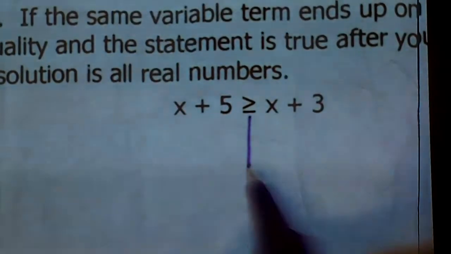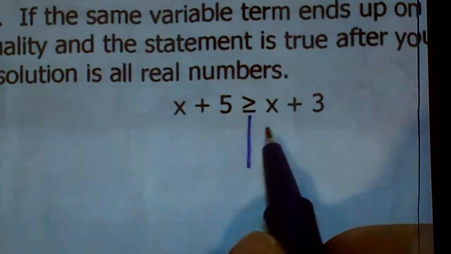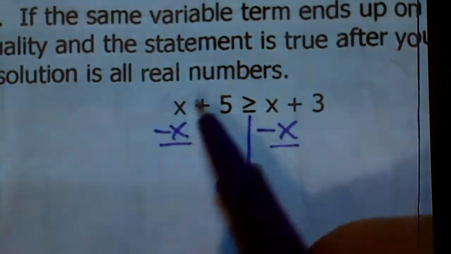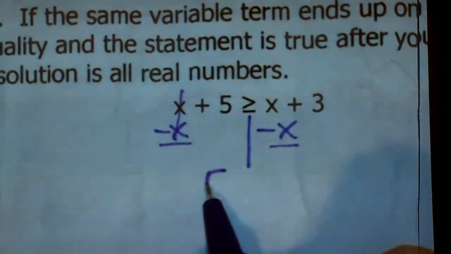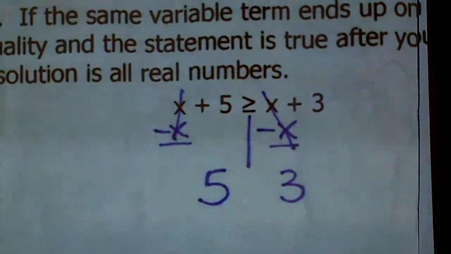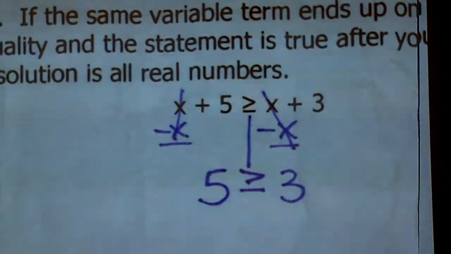Let's say I give you an equation like this, and I ask you to solve it. Well, you want all the letters on one side and all the numbers on one side. So let's start off and get all the letters on one side. So I'm going to subtract this x from both sides. When you do that, x minus x is 0 and you're left with 5, and x minus x is 0 and you're left with 3. Now we subtracted x. We didn't multiply or divide by a negative, so I would keep my sign the same. And when you bring down the symbol, this says that 5 is greater than or equal to 3.